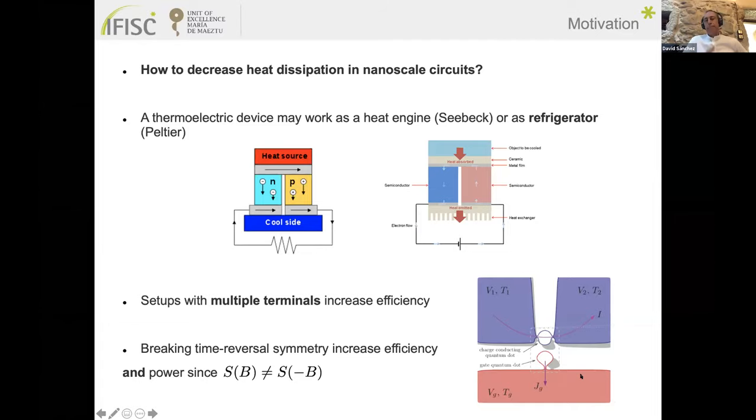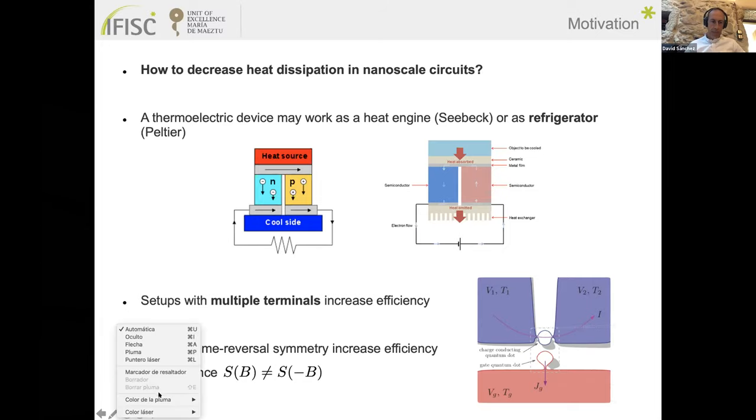So our general motivation here, our work could be framed into a common goal of trying to find new ways of cooling at the nanoscale, in particular in mesoscopic systems. Well, you know that there have been Seebeck coefficient and thermopower, and we know that just by reciprocity, we can also cool the system by using the Peltier effect. Now, a possible way to increase efficiency that has been discussed in the literature in the last few years is to use multiple terminals. For instance, here, let me see if I can put the laser pointer.